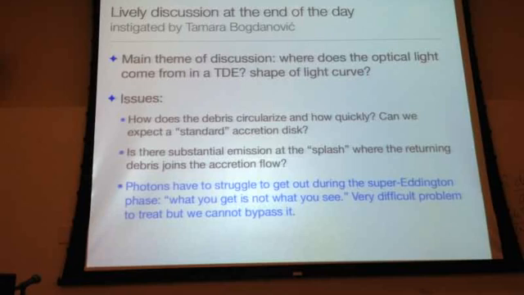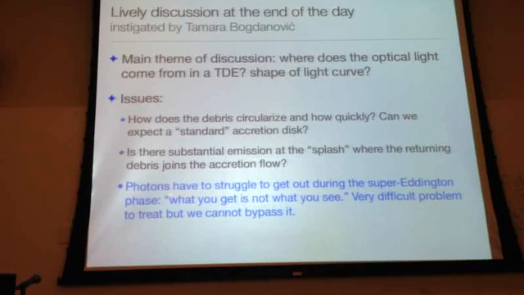I actually enjoyed it. So how does the debris circularize and how quickly? This has a lot to do with whether we expect accretion-powered light or light powered by shocks in the splash that the tail of returning debris makes when it finds the pre-existing gas close to the tidal radius. Is there a substantial emission from the splash?